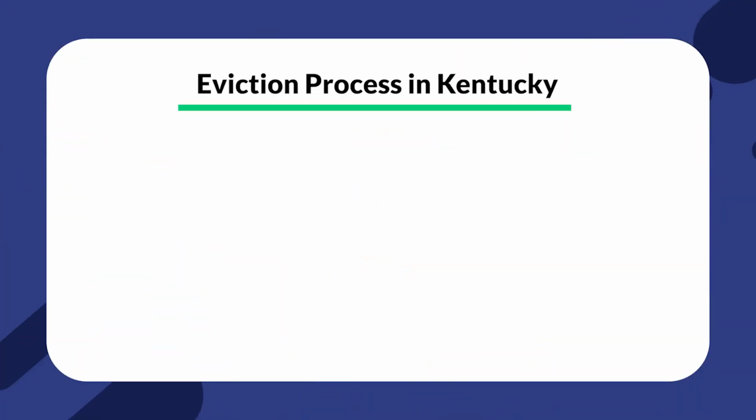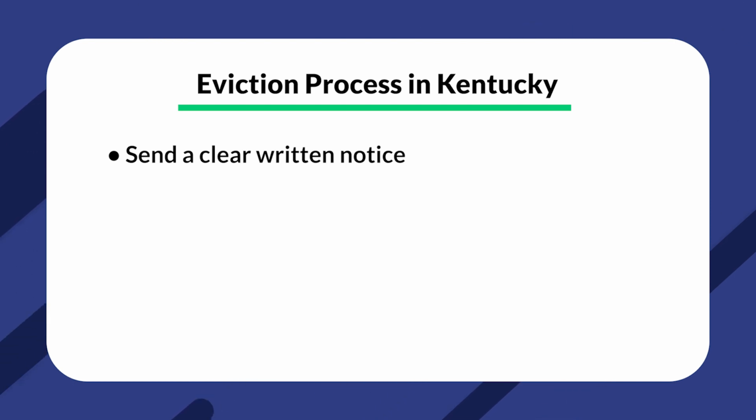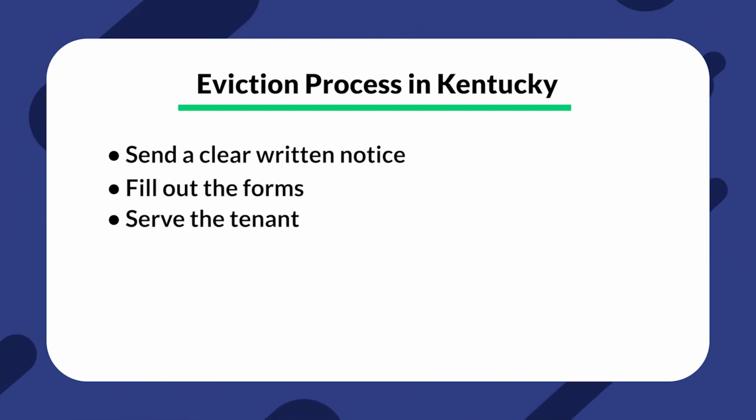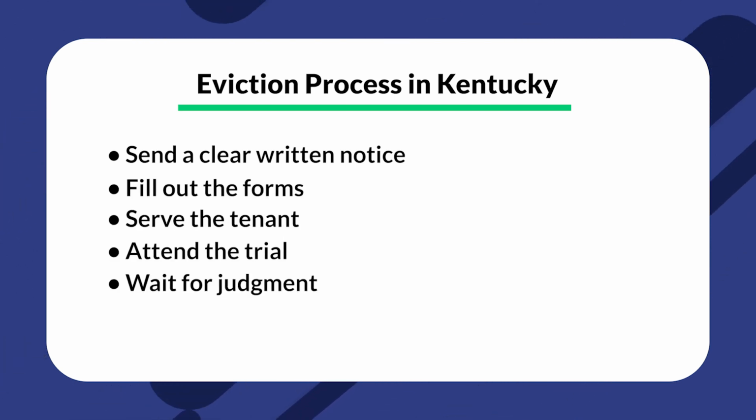tenants. A forcible detainer action is the legal term for a complaint a landlord files against a tenant. These vary from county to county, but they still follow the same general eviction process. Send a clear written notice, fill out the forms, serve the tenant, attend the trial, and wait for judgment. A landlord must follow this process in order to win their forcible detainer action case to evict the tenant successfully.